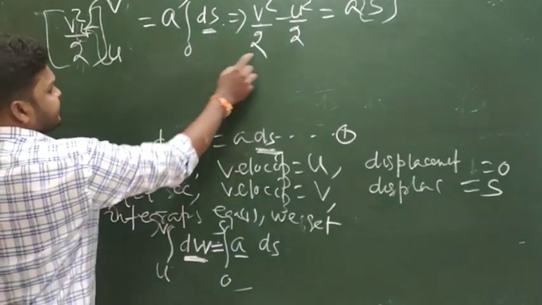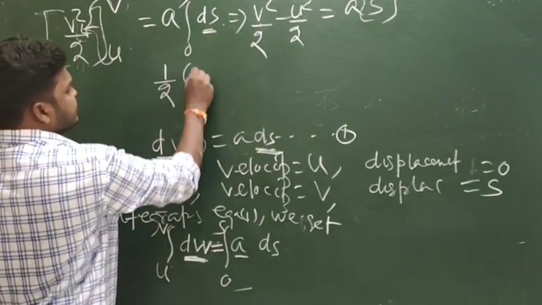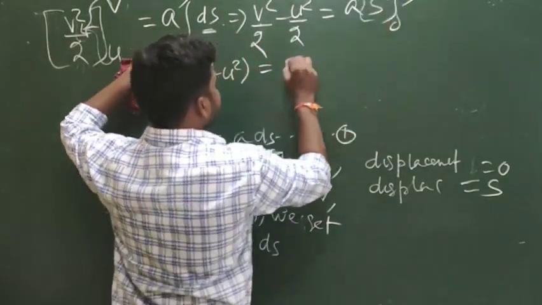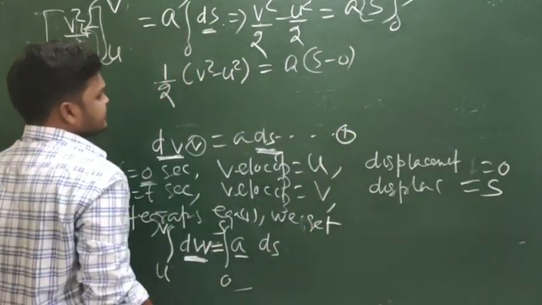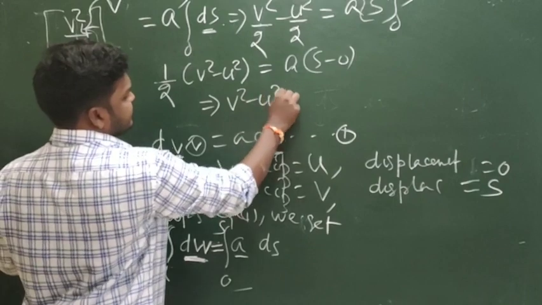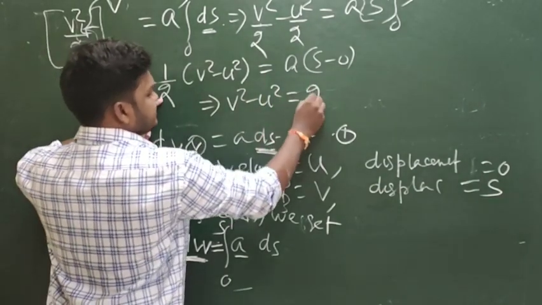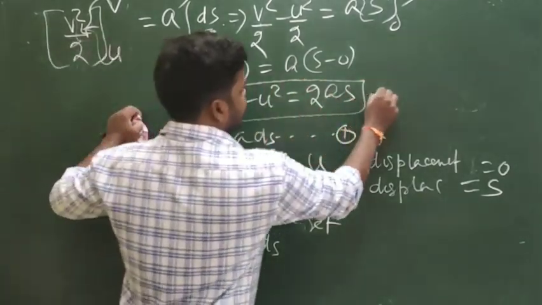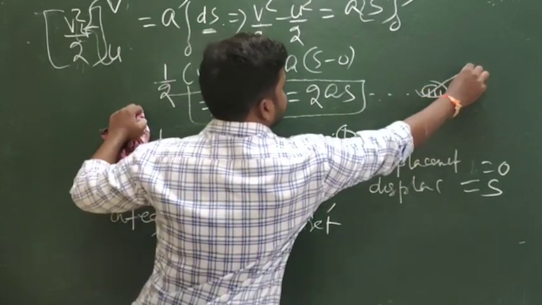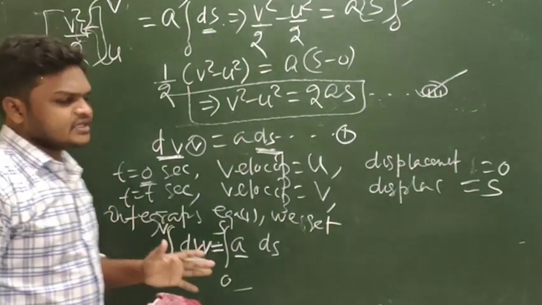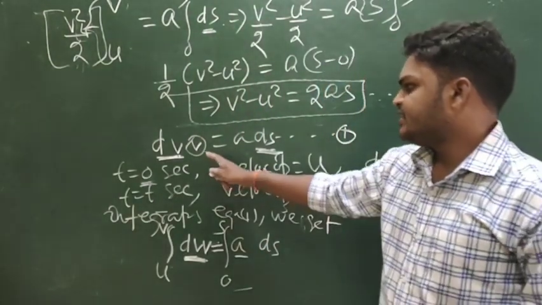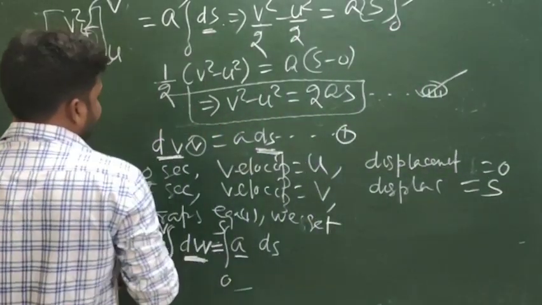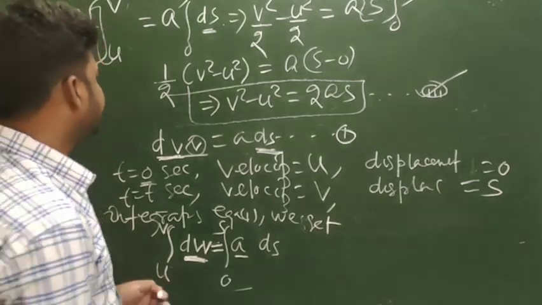If we take 1 by 2 common, then v square minus u square is equal to the integration of ds, and the limit is from 0 to s, so a s minus 0 means a s. Finally, v square minus u square is equal to 2 a s. This is the third equation of motion. It is very easy, you only need to know the starting point, that is the value of v, and from it we derive the formula by integrating v dv.